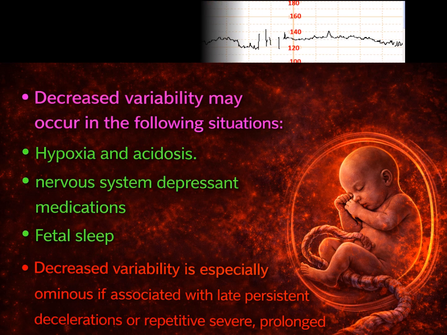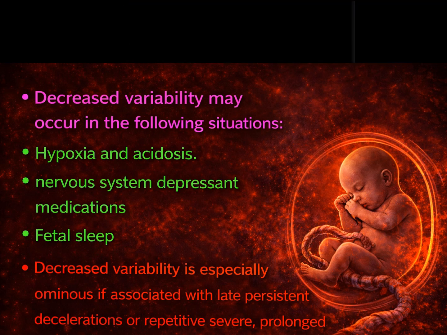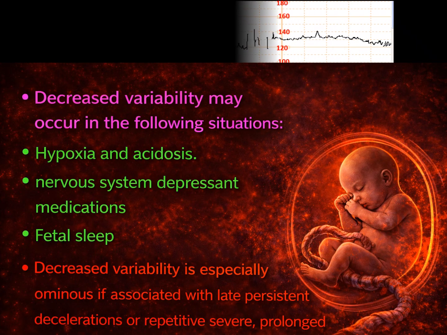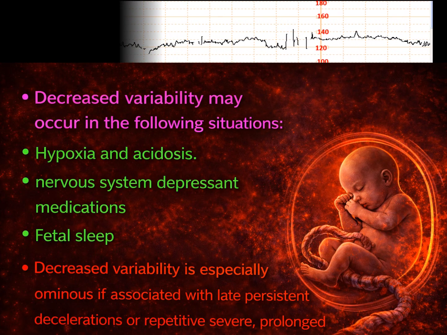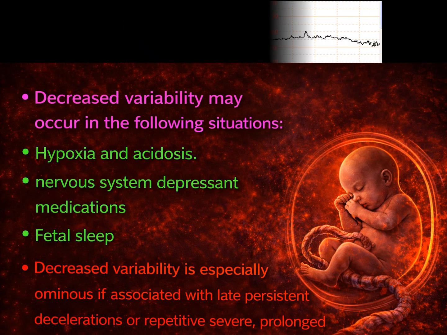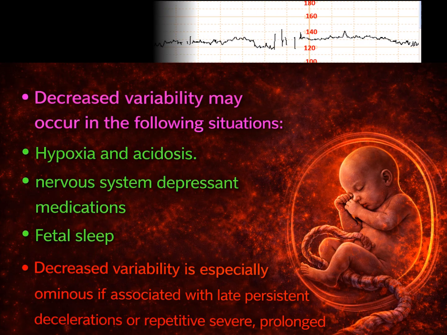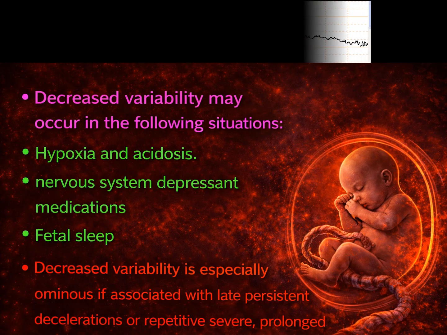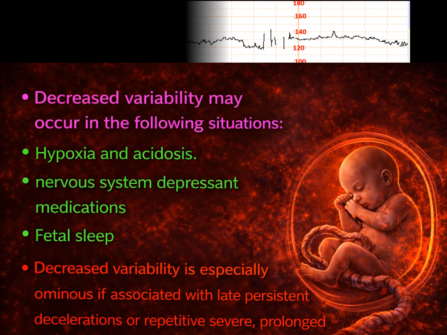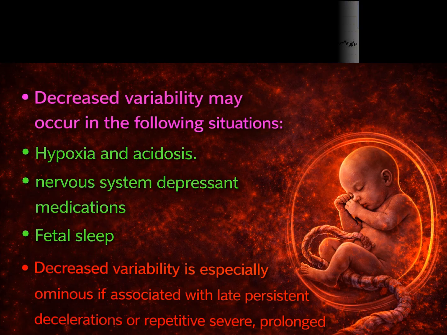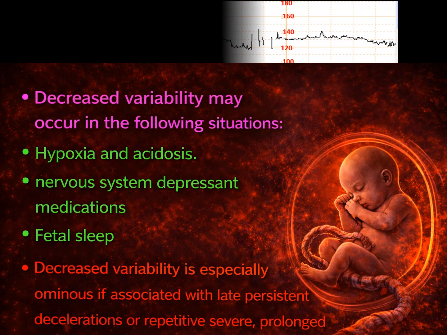Remember that decreased variability may occur in the following situations: hypoxia, acidosis, nervous system depressant medication, fetal sleep. Decreased variability is especially ominous if it is associated with late persistent deceleration or repetitive severe prolonged deceleration.